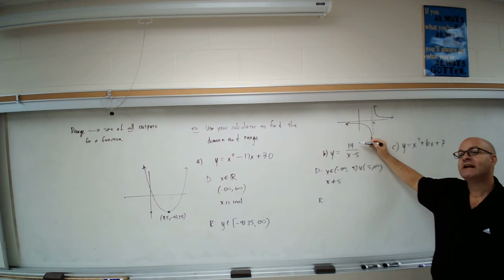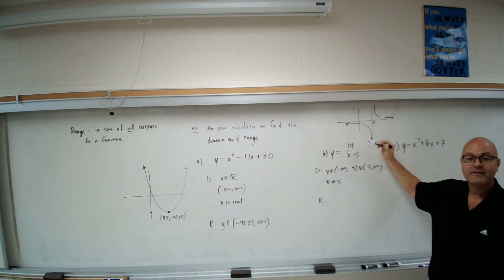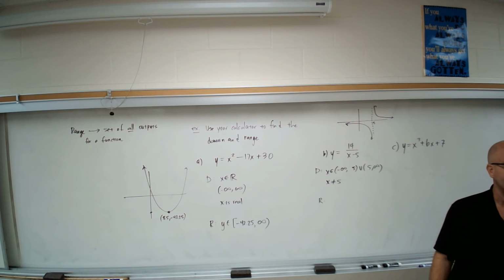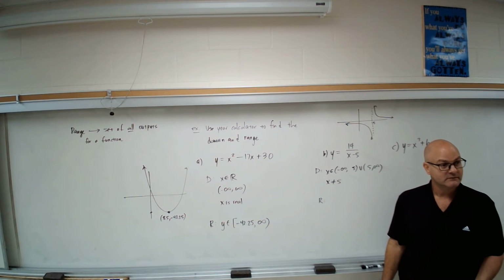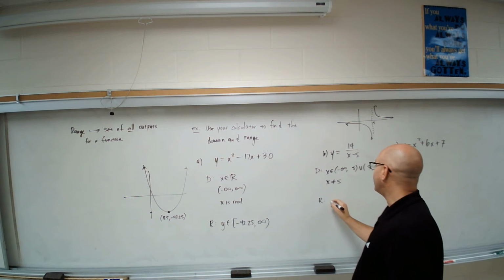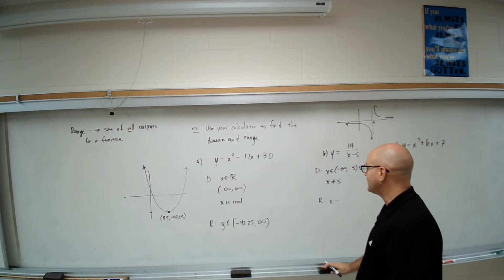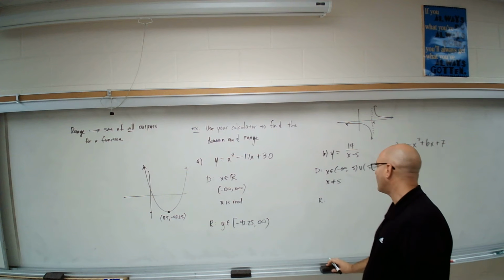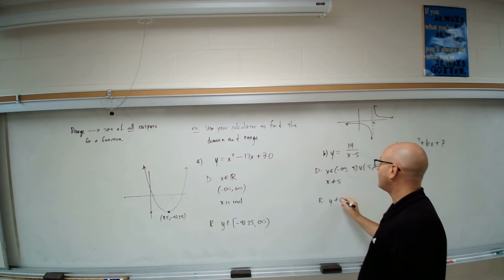14 divided by 14 is 1. 14 divided by 0 is undefined. There is no number you can divide 14 by that will give you 0. Ever. So that tells us here that y cannot equal 0.